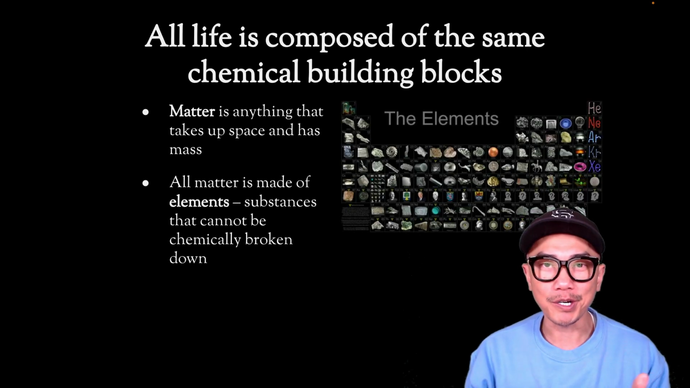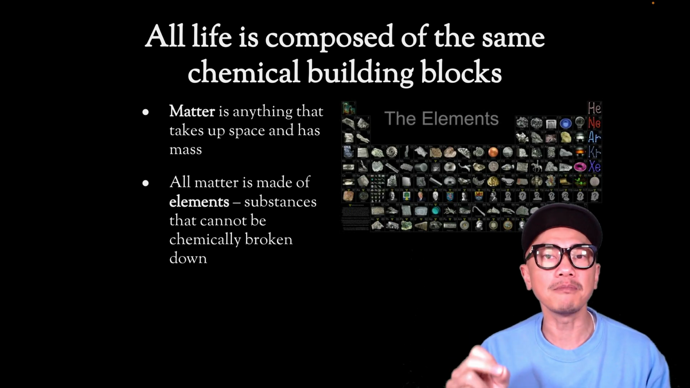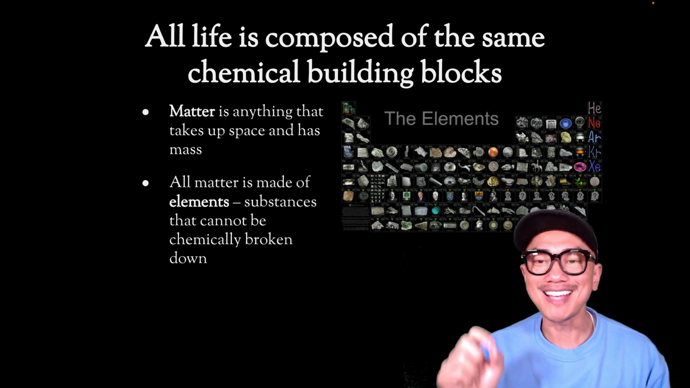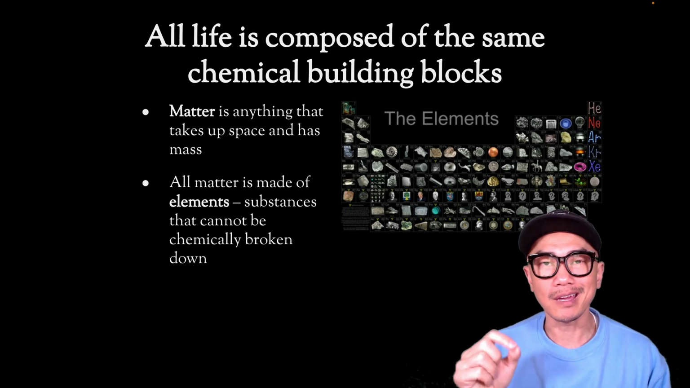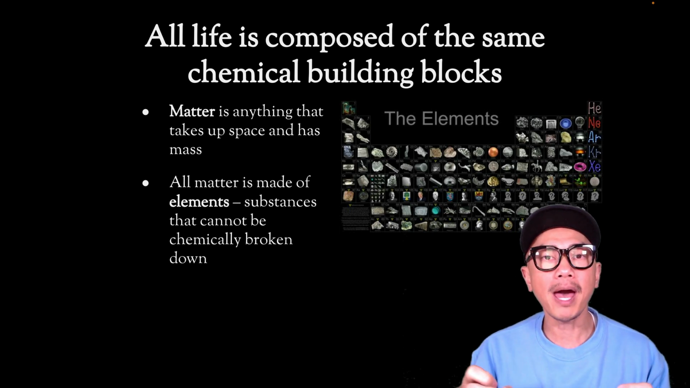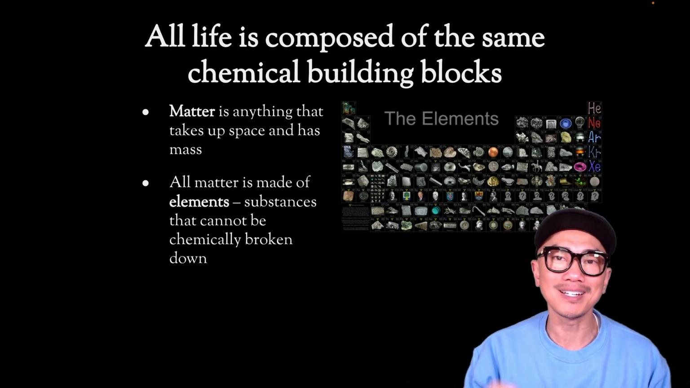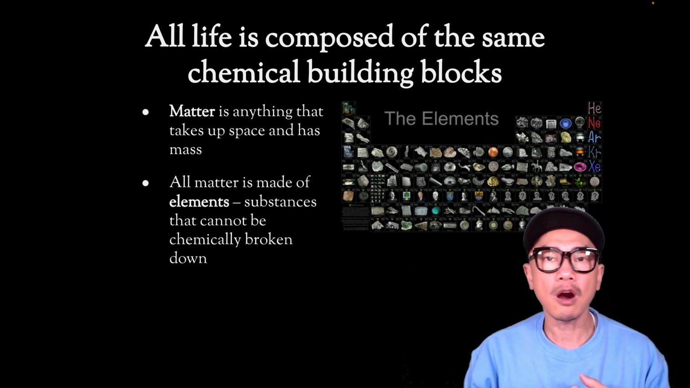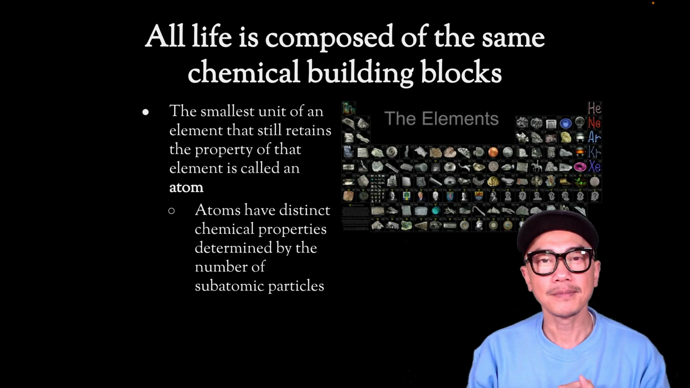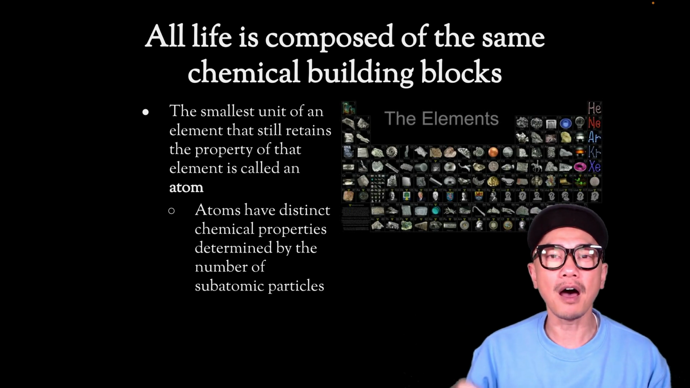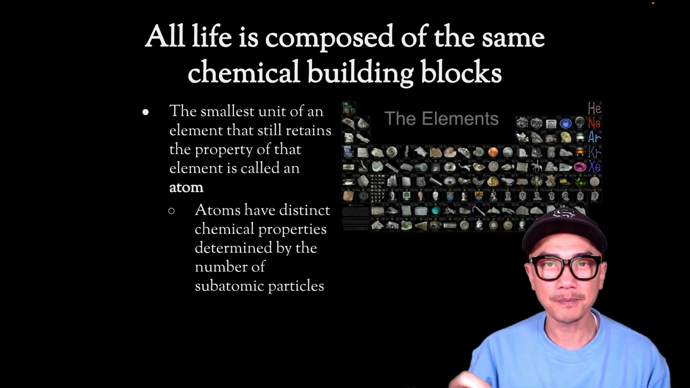As I mentioned earlier, everything in the universe is made up of matter. Matter is anything that takes up space and has mass. All matter is made up of elements. Elements are substances that cannot be broken down into anything else. Carbon, hydrogen, oxygen, and chlorine are all examples of elements. The elements are all listed on the periodic table of elements.